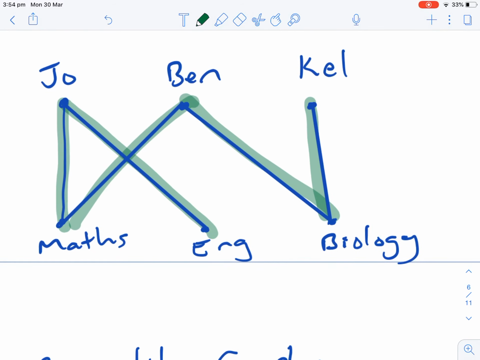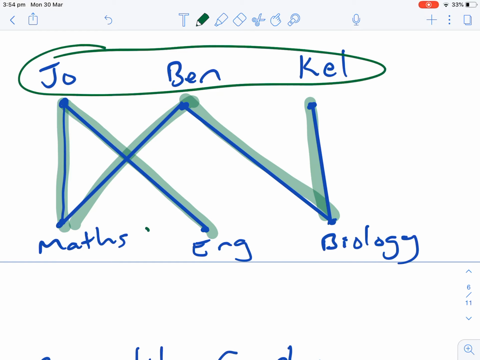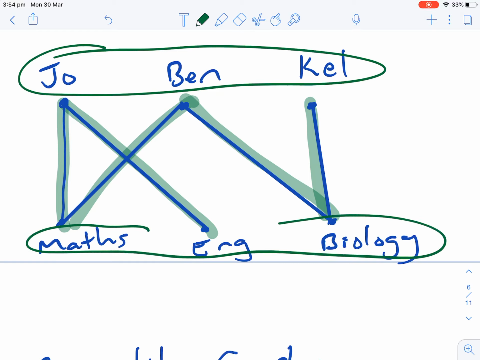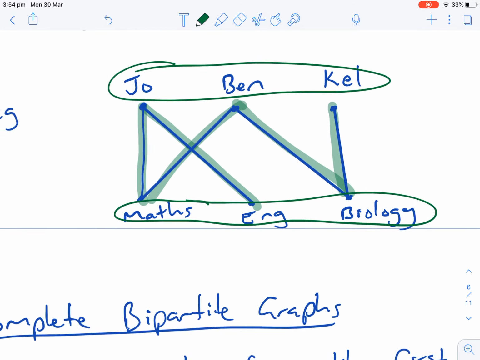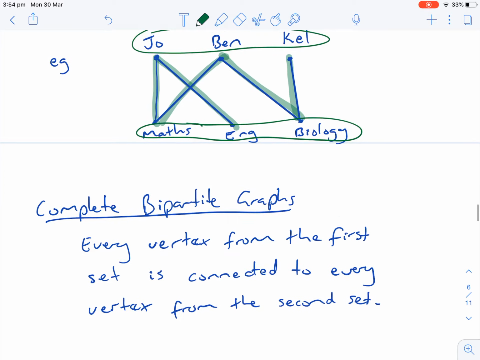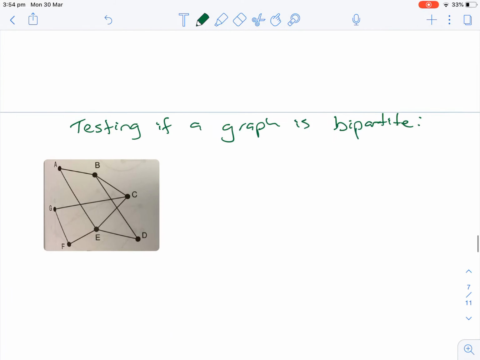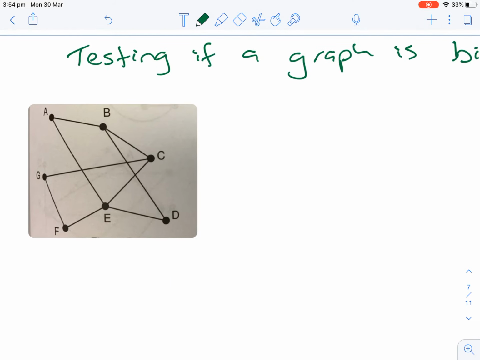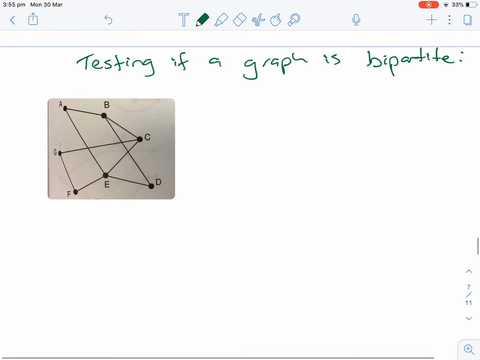But you can see that I've got one set here, which is my people, and my second set of information is the subjects that they study. But I've got two clear and distinct sets, and the members of each set don't connect to each other. Now, often what they'll do to try and trick you is they'll give you a graph that looks fairly random and certainly doesn't look the same, and they'll ask you if it's bipartite. So you need to use the definition of a bipartite graph to test whether it is in fact bipartite.